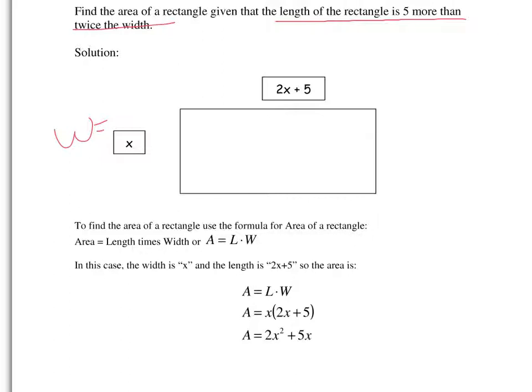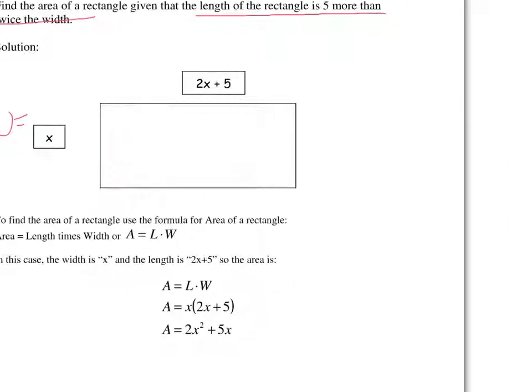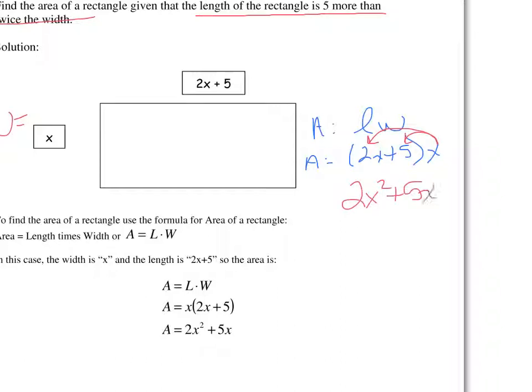So to find the area of the rectangle, we use the formula for area, which is length times width. And you can see him working it out here, but I'm going to go ahead and work it out with you guys over here. If area is length times width, then the area of this rectangle would be 2x plus 5 times x. And to simplify that, we'd have to use distributive property. So x times 2x is 2x squared, and x times 5 is 5x. So the area of this rectangle would be 2x squared plus 5x.